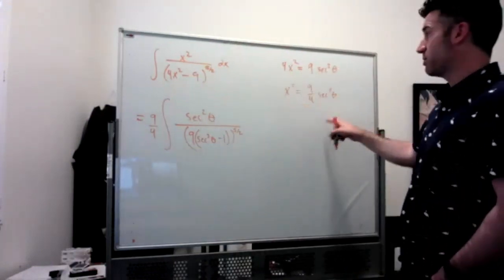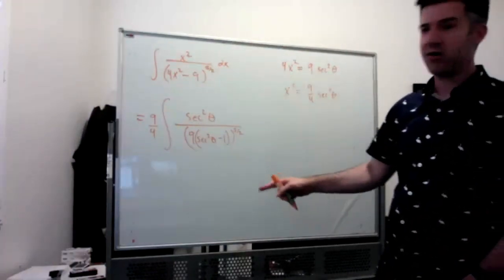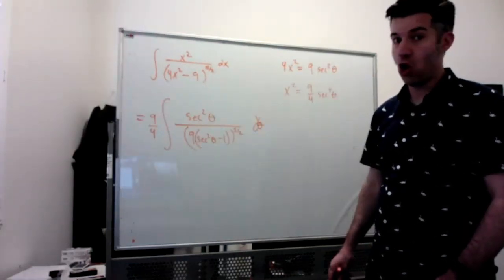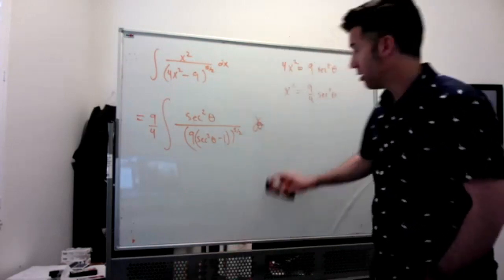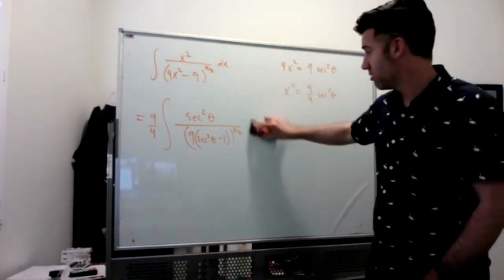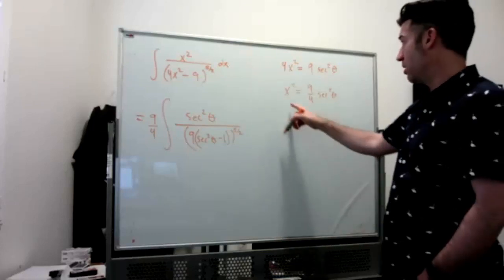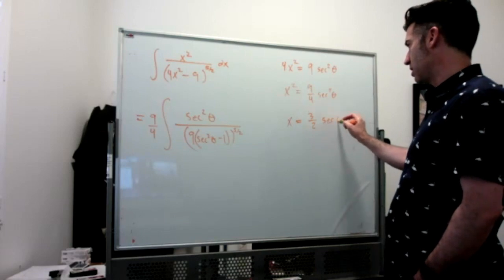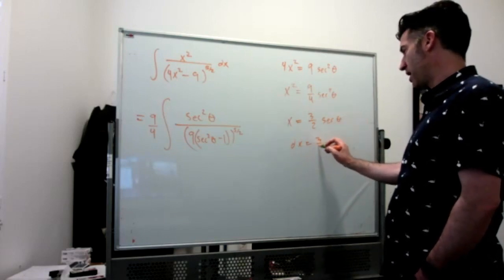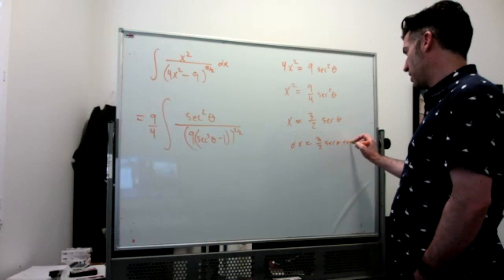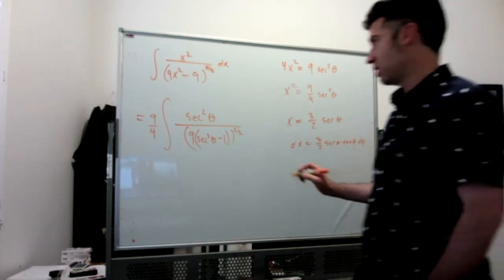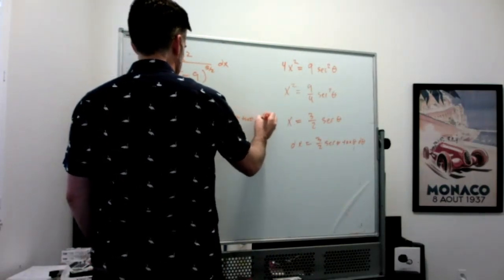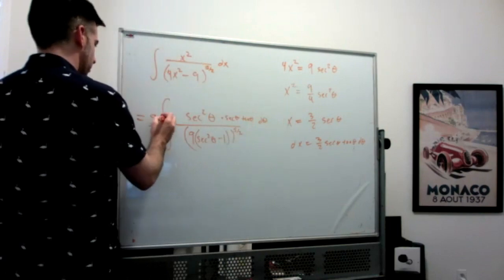Now I'm going to solve for x because I still need dx. I've seen a lot of people say, okay, I dealt with that, I dealt with that. But dx is not equal to d theta. Let's figure out what it's equal to. Taking the square root of both sides, x is 3/2 secant theta. So dx is 3/2 secant theta tangent theta d theta.